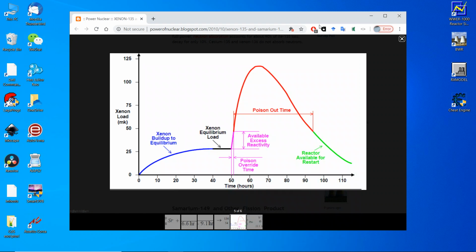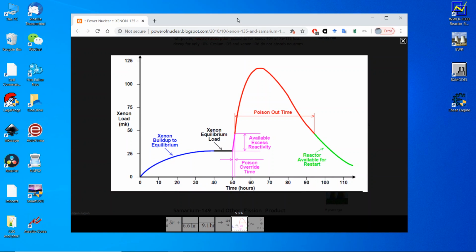Hello everyone. Today I will try to run a simulation dealing with xenon poisoning. I will briefly introduce what xenon poisoning is in a nuclear reactor. We see this plot in which we have time on the horizontal axis and xenon load on the vertical.